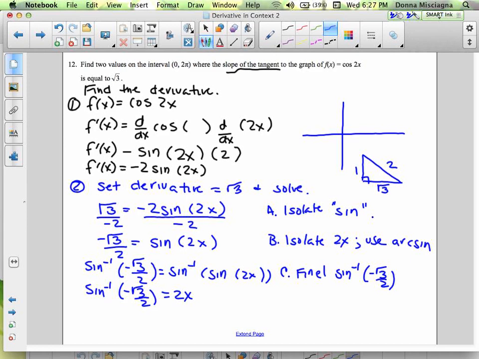Remember sine uses opposite over hypotenuse. So the opposite side is going to have to be the square root of 3, and the hypotenuse, of course, will be 2. But notice it's negative. And so where is arcsine negative? Where is sine negative? Actually, let me move this up a little bit.